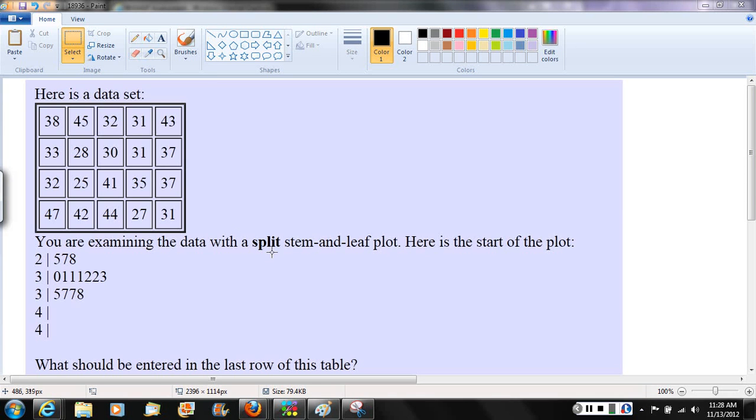And it's a split stem and leaf plot, so the thing you need to keep in mind when you do a split stem and leaf plot that makes it different from a regular stem and leaf plot is that each stem has 2 leaves. One leaf for the lower half of values, one leaf for the upper half of values.